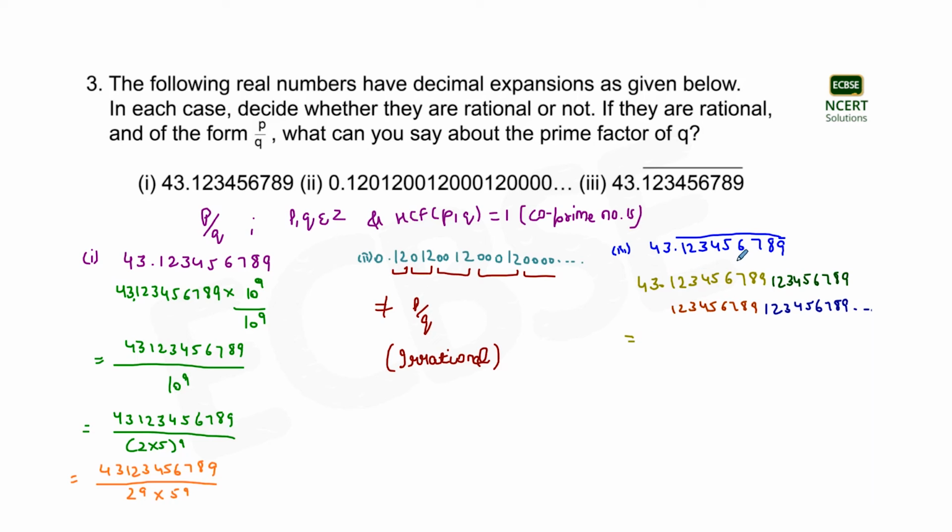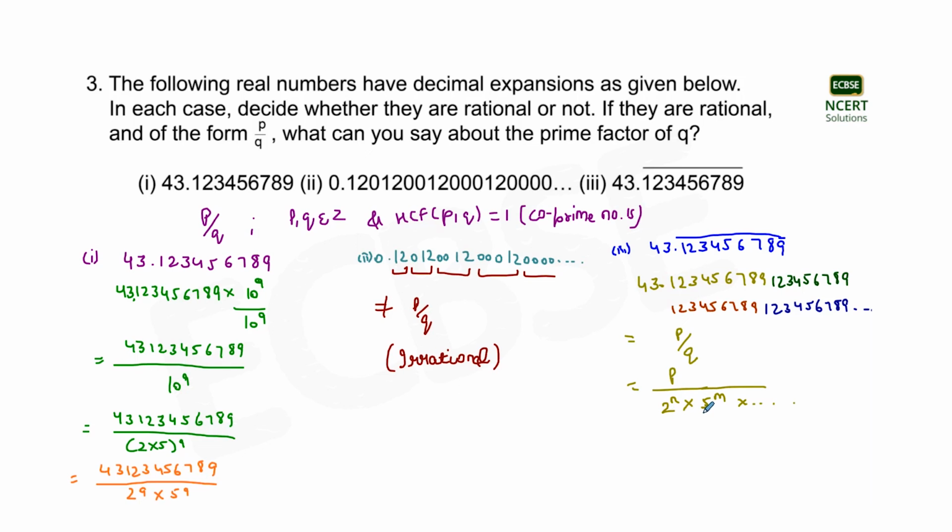And whenever such a number appears where there is a bar over a definite pattern of digits, it means that the number's decimal expansion is a non-terminating repeating decimal expansion. And the numbers which have a non-terminating repeating decimal expansion can easily be expressed in the form P by Q. And as we have done in question first of this exercise, a number having a non-terminating decimal expansion says that the denominator has a factor 2 raised to power n into 5 raised to power m, in addition with some other factors.